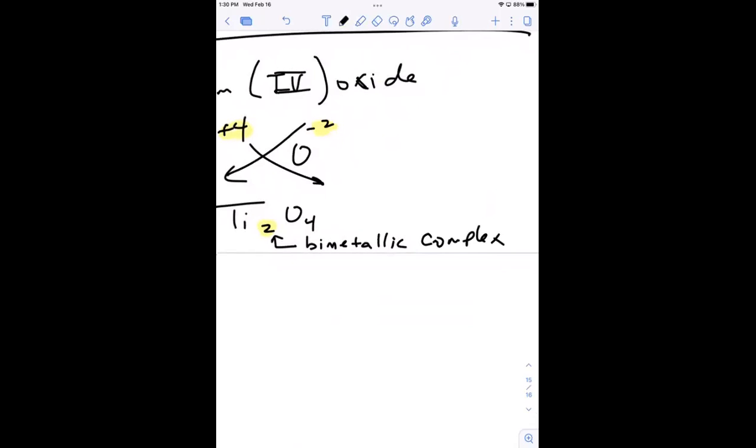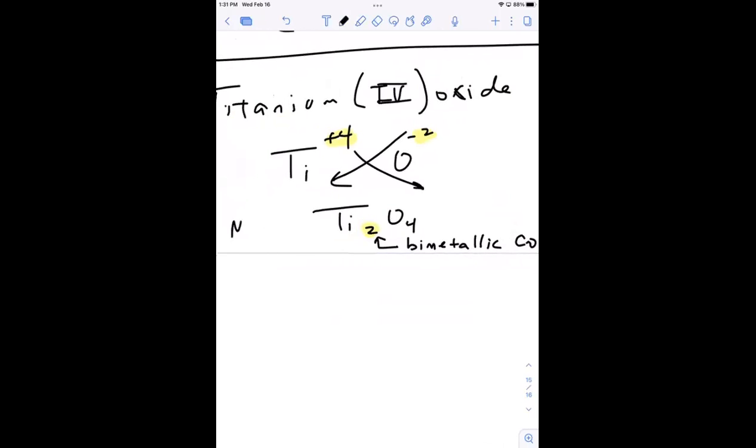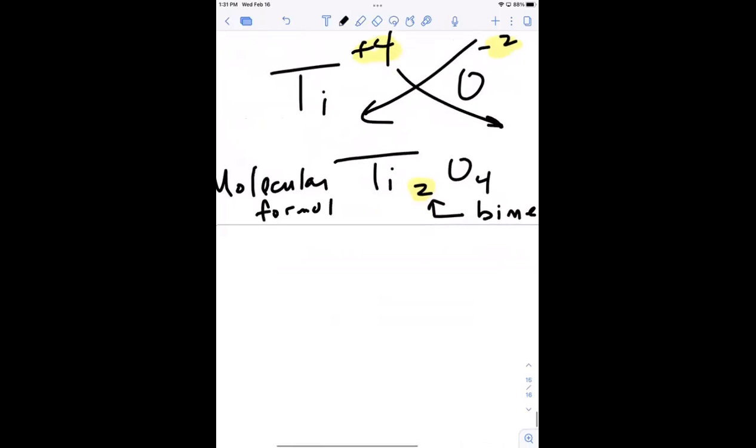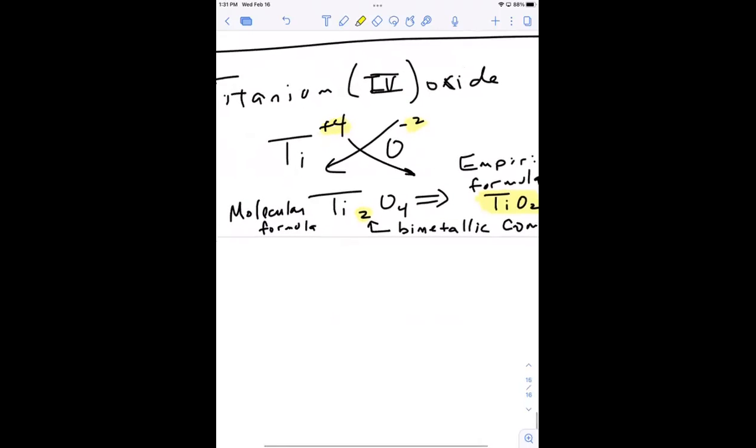All that means is that there are, yes, great question, Mary. I talked about that this morning as well. This is the molecular formula. And then if we were to write this as the empirical formula, we would simplify it down. It would be TiO2. Great question. Yep. So the empirical formula would be TiO2. The molecular formula is what it is.